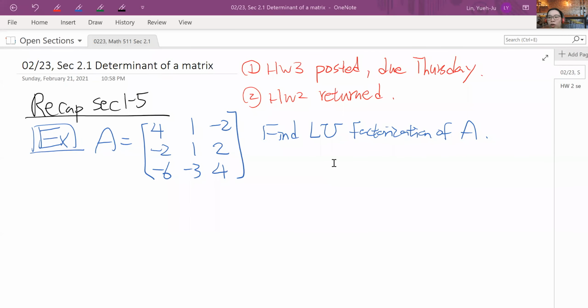Okay, so before we get started, just a few reminders. First of all, don't forget that homework 3 has already been posted and it only covers section 1.5 and it's due this Thursday.